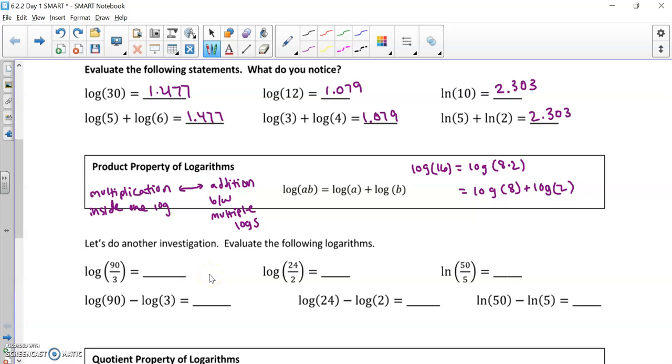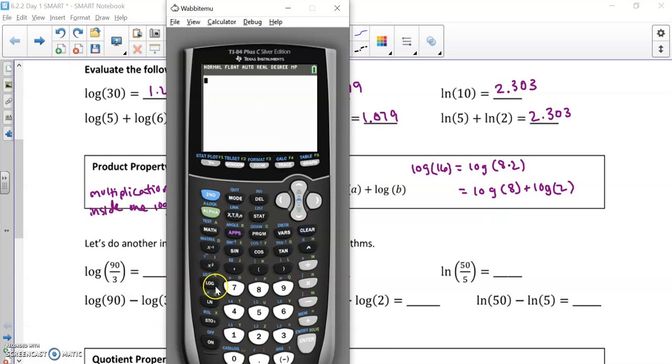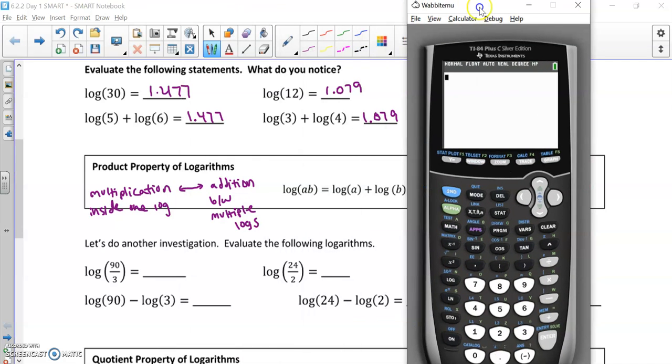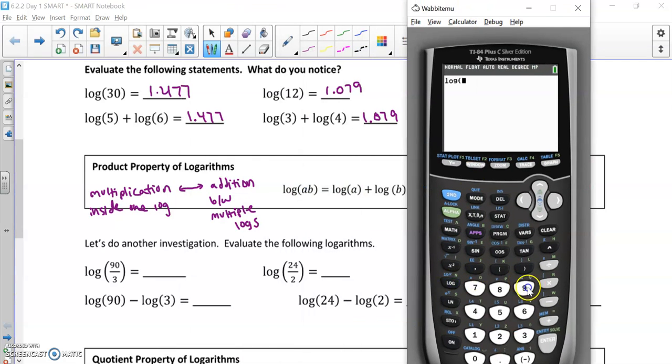But first, we're going to do another investigation. So the log of 90 divided by 3, let's calculate that. Start a new page here. Log of 90 divided by 3, we're just going to type it in just as we see it. And then let's try log of 90 minus log of 3. And we get the same answer for both. Would you look at that?